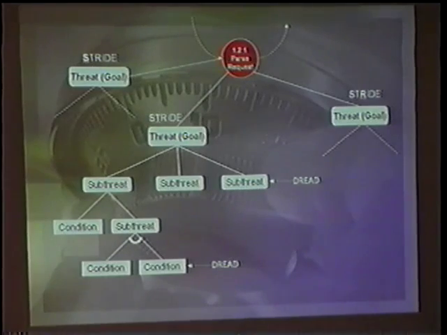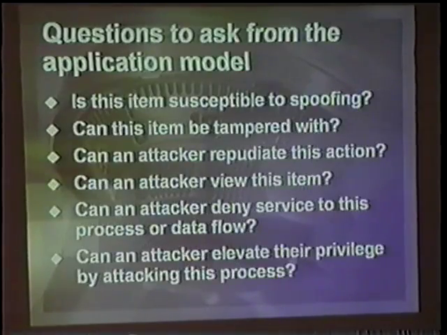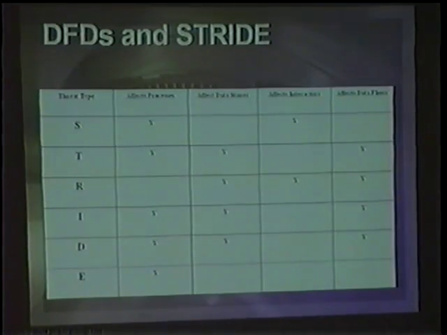And you'll notice at the bottom there are two conditions which are ANDed together, so both those conditions must exist for the subthreat to exist. So when you're looking at these nodes in the threat tree, you think, is this item susceptible to spoofing? Can I tamper with it? Et cetera. The good news is, if using data flow diagrams, it turns out that certain threat types apply to certain aspects of the data flow diagram and not others. And the reason why that's a good thing is it reduces the amount of work you have to do when you're building the threat model up. I'm not going to go through this in detail. The slides themselves actually have notes at the bottom that explain it in greater detail.